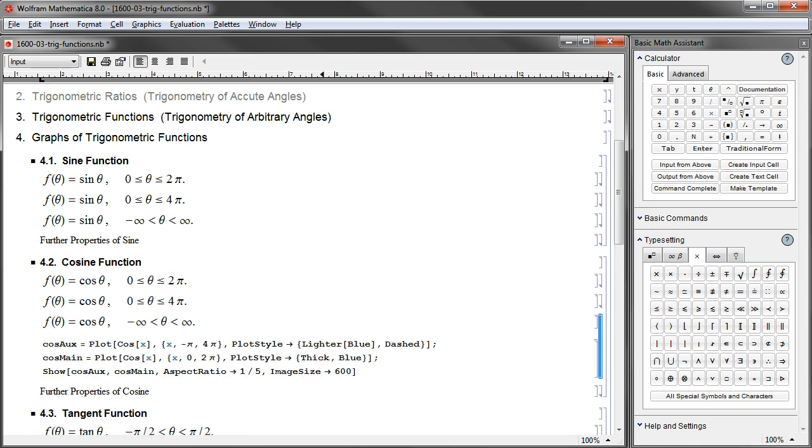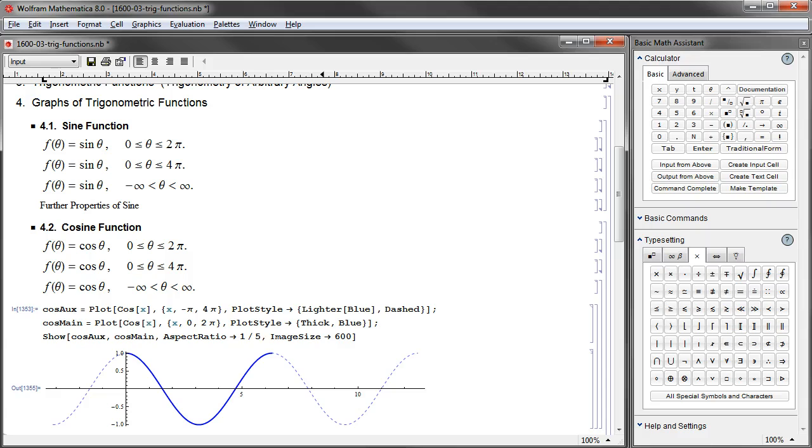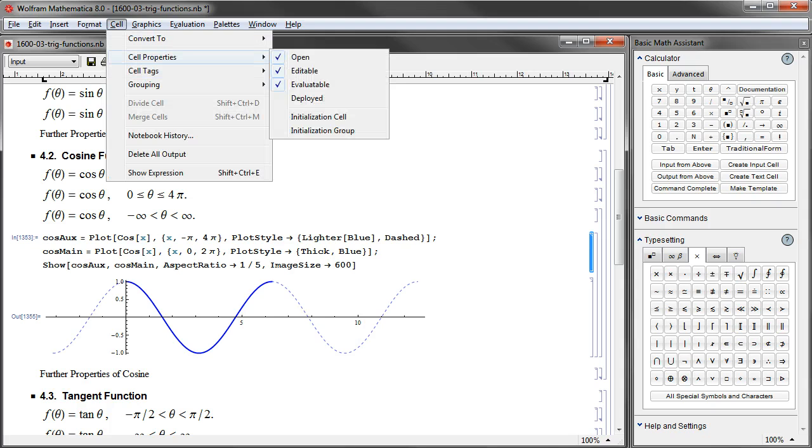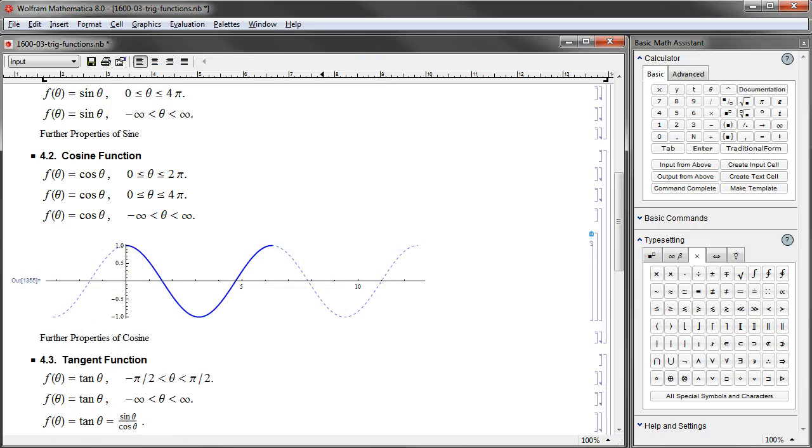This is the graph of the cosine function going up and down the same way, except that this is an even function. It starts at (0, 1), which is the maximum, and then starts decreasing.